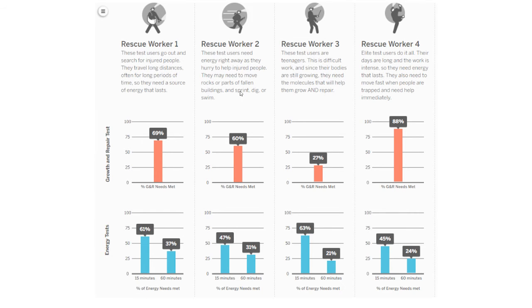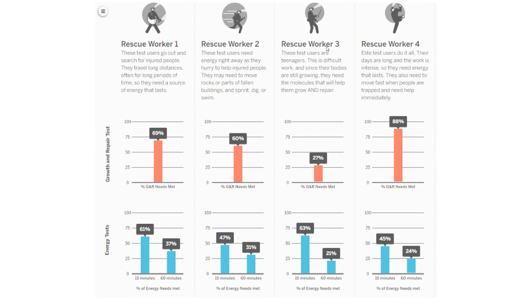Rescue Worker 2 is the opposite of Rescue Worker 1. They need to move quickly, and they need to be able to pull people out, sprint, dig, or swim. They need energy right away. So Rescue Worker 1 needed energy that lasted. They needed it to last the 60 minutes. Rescue Worker 2, by comparison, needs it to last the 15 minutes. Again, our bar is not very good for this group because only 47%, so about half of them, really got the energy needed from the bar. You want it to be closer to 70 or 80%.